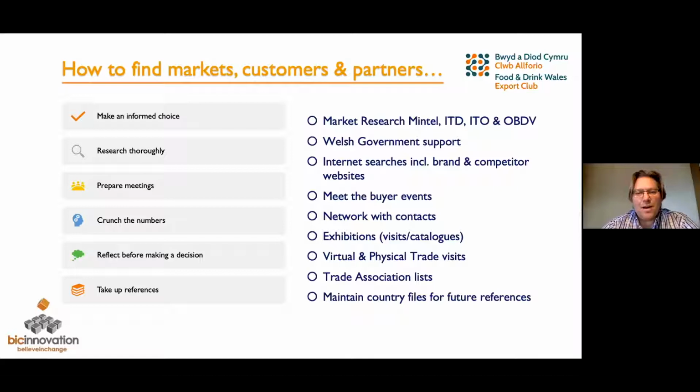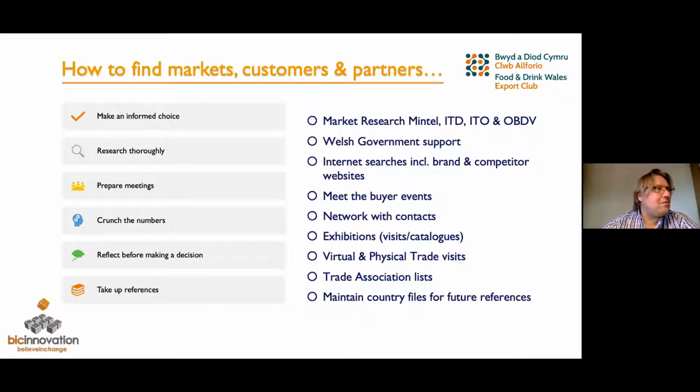Attend meet the buyer events. It's becoming much easier now to get in front of buyers and have good meetings. With Taste Wales, there are plenty of buyers that go along there, but DIT now, just in the last few weeks I've attended a Gulf food event where you're able to meet the buyers virtually, which takes out a lot of the travel lag. So use the networks that you have, and use those virtual physical trade visits when you can.